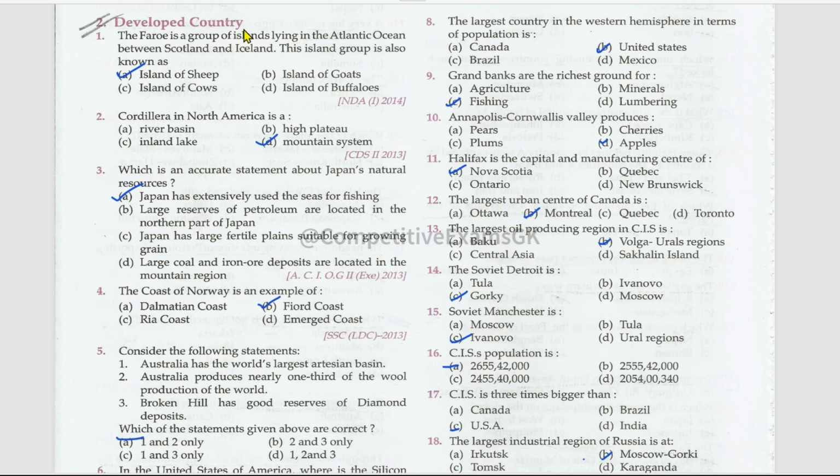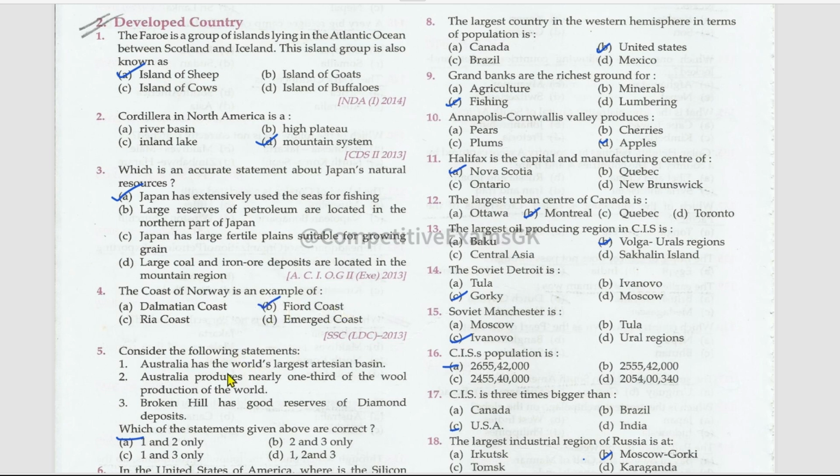Next topic is developed countries. The Faroe is a group of islands lying in the Atlantic Ocean between Scotland and Iceland. This island group is also known as the Island of Sheep. Cordillera in North America is a mountain system. Japan has extensively used the seas for fishing. The coast of Norway is an example of a fjord coast.